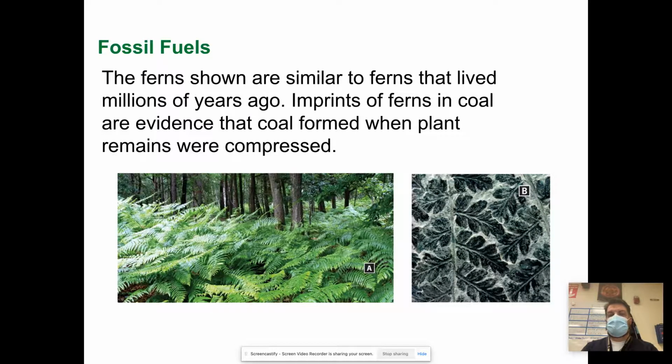Ferns such as these that lived millions of years ago basically die over time. They get buried under dirt and other swamp and organic materials. There's a lot of pressure because of the weight of the stuff on top of them, and it eventually hardens and turns into coal.